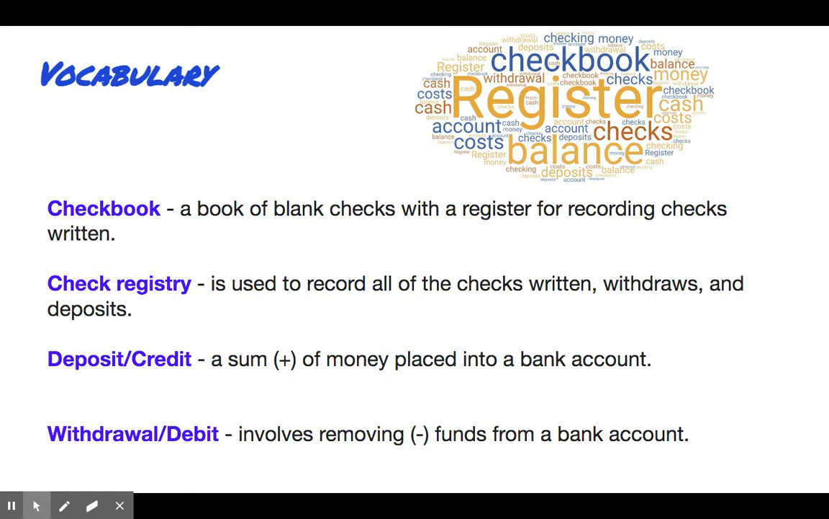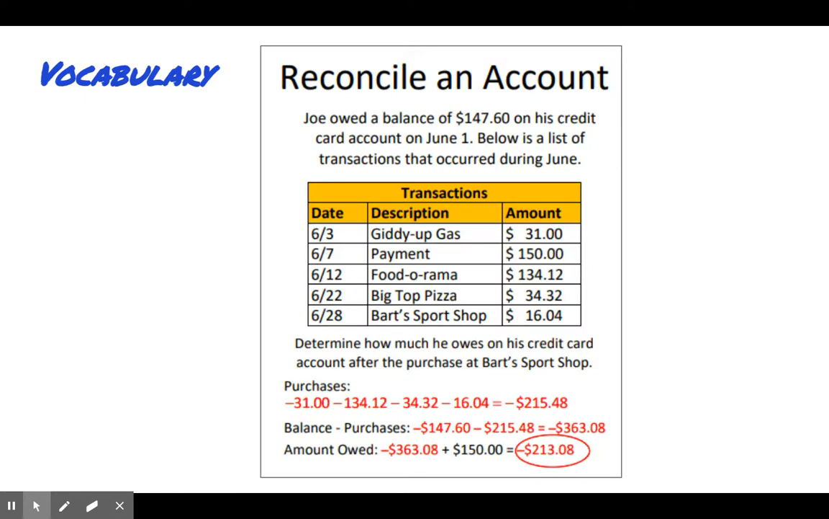My deposit/credit is a sum, plus sign, of money placed into a bank account. And my withdrawal/debit involves removing, the minus sign, funds from a bank. So we know deposit is we're adding, and withdrawal or debit is we're subtracting. Vocabulary. So reconcile an account.